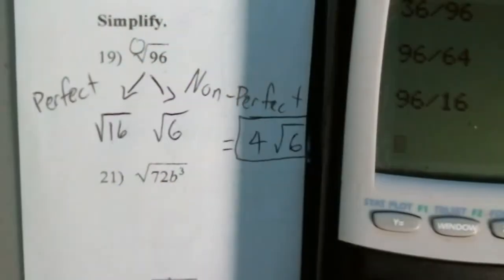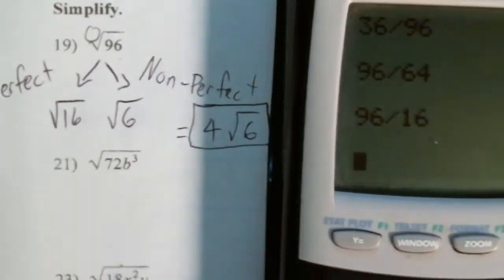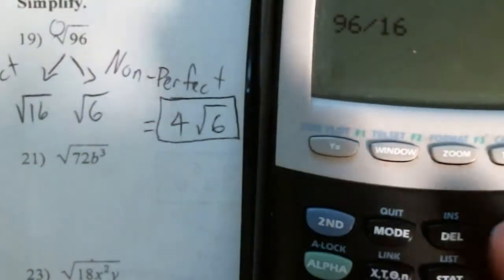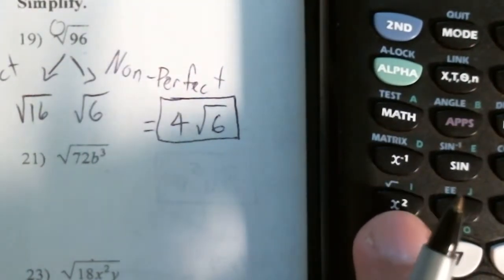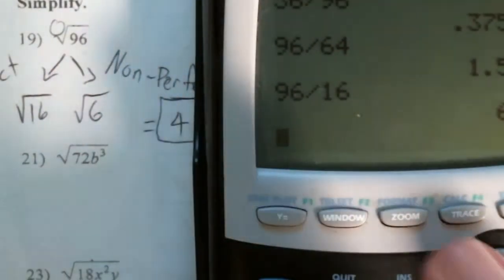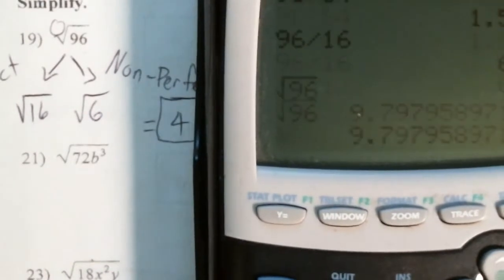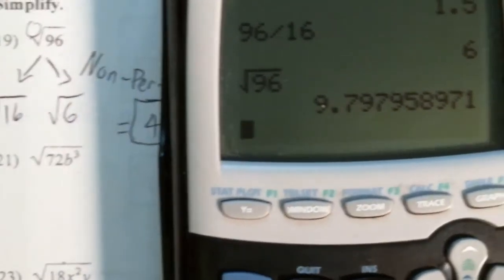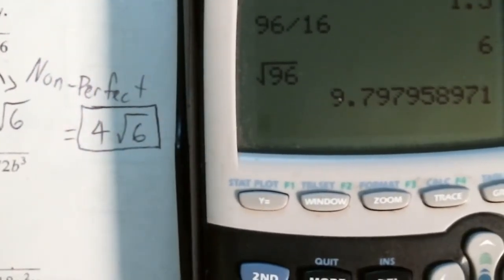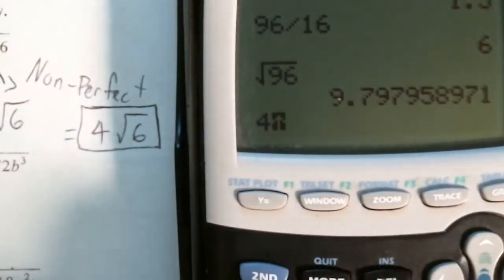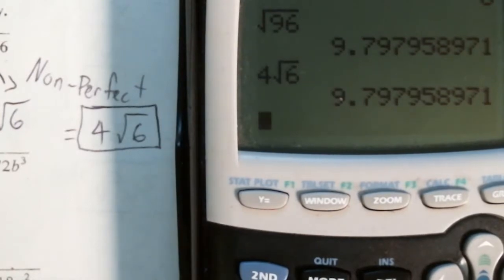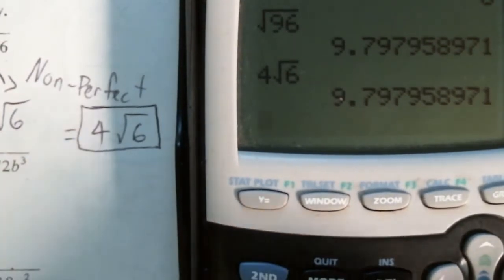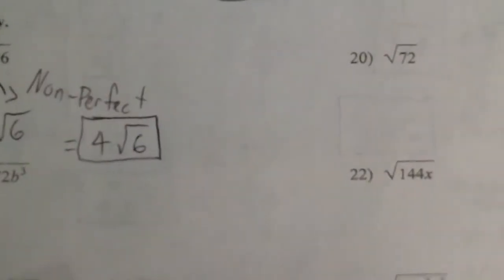Okay, guess what, guys? I can check it. Type in the square root. Now, how do I get the square root? Square root is in blue above the x squared button. Let's type in the square root of 96. I get some number. Don't care what the number is. We are saying after we simplify that, that is equivalent to 4 square root of 6. Is it? Oh my gosh, it is. It actually is. Bam. Love that trick.